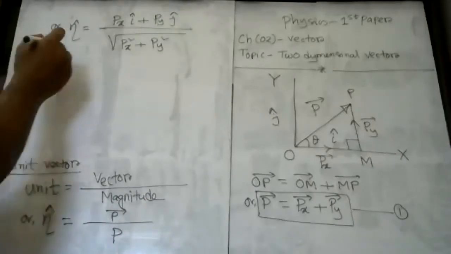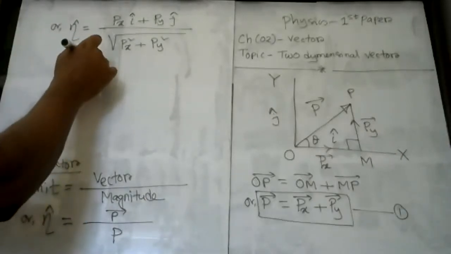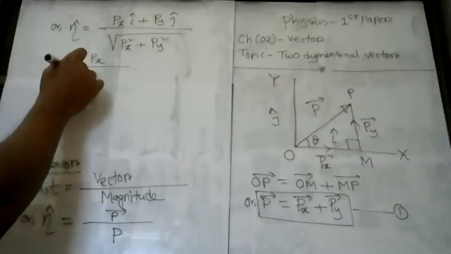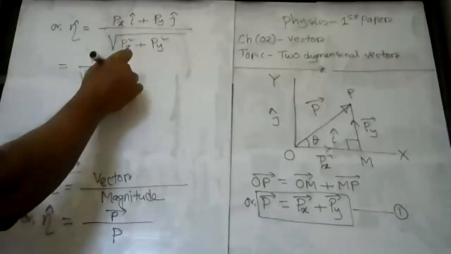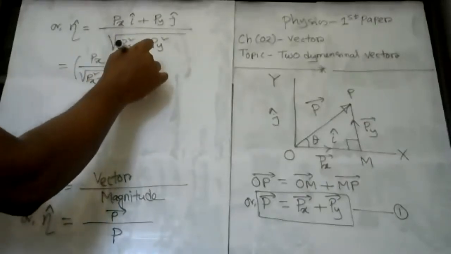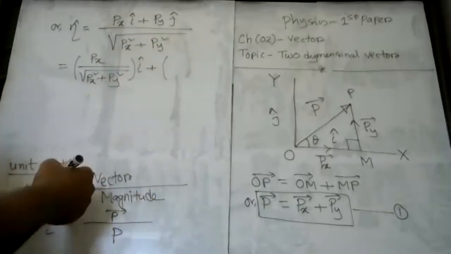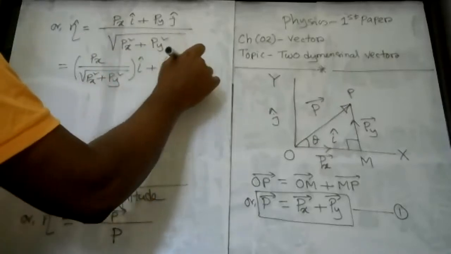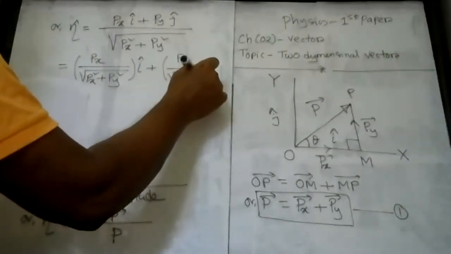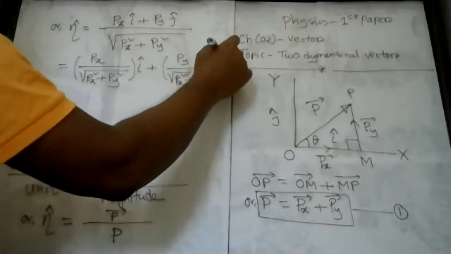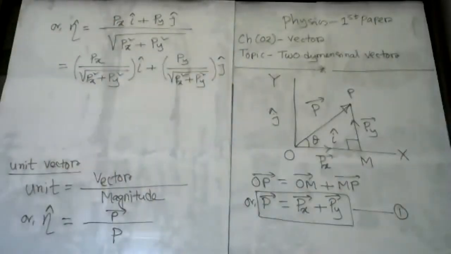Now it is Px divided by root over Px square plus Py square i hat, plus Py divided by root over Px square plus Py square j hat. So this is the unit vector, my dear student.